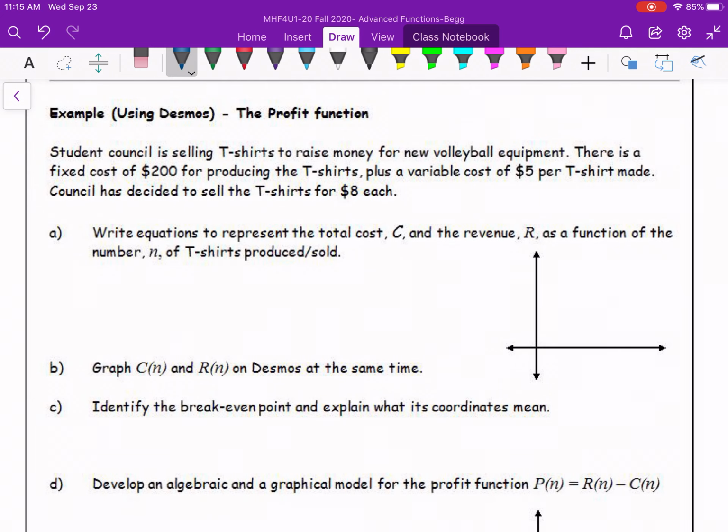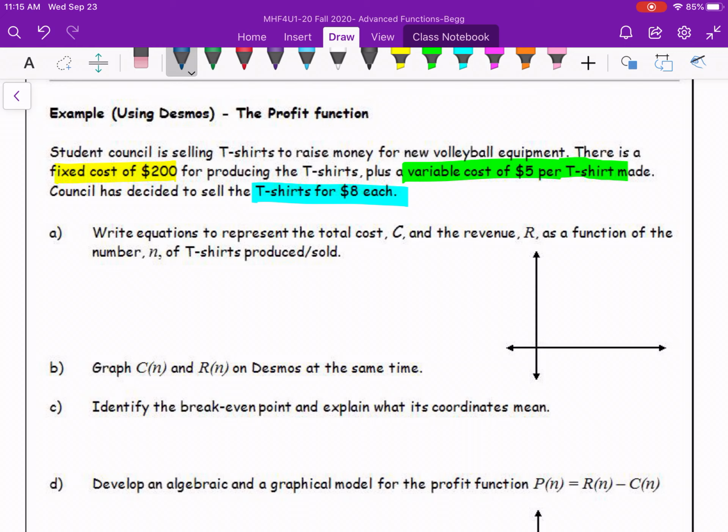So, student council is selling t-shirts to raise money for new volleyball equipment. There is a fixed cost of $200 for producing t-shirts, plus a variable cost of $5 per t-shirt. Council has decided to sell the t-shirts for $8 each. Write the equations to represent the cost and the revenue as a function of n.